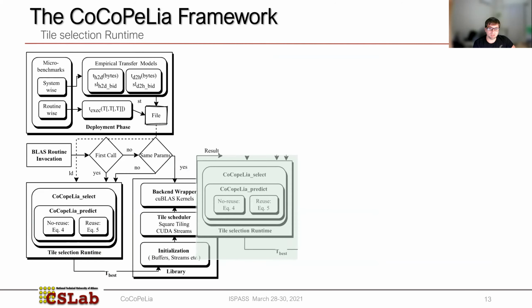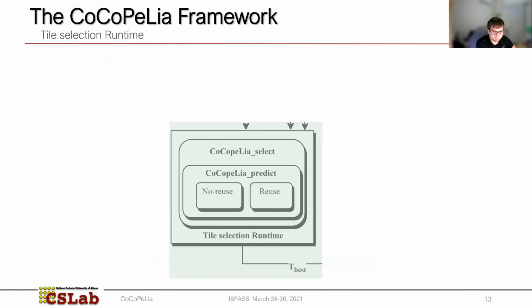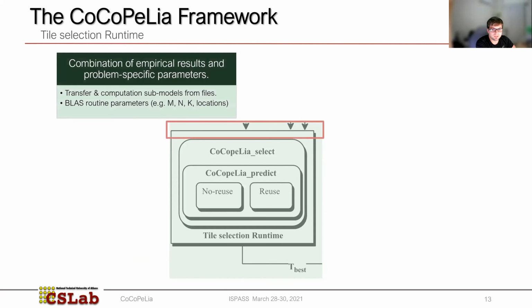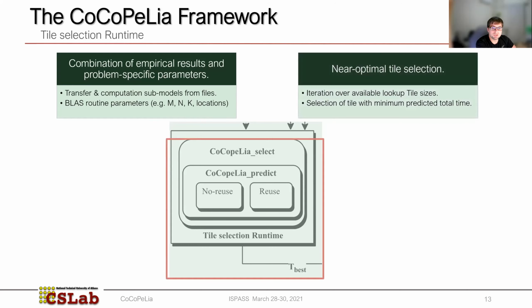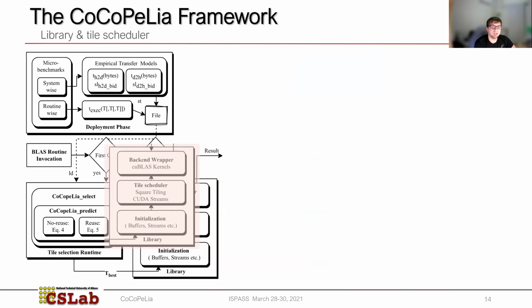The second component is the tile selection runtime, which loads the transfer and computation submodels and combines them with problem-specific parameters extracted from a BLAS call at runtime. Then, it uses the aforementioned prediction models to provide near-optimal tile selection by iterating over available lookup tiles and selecting the one which minimizes time.